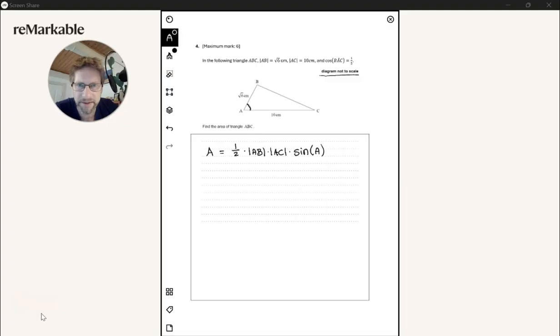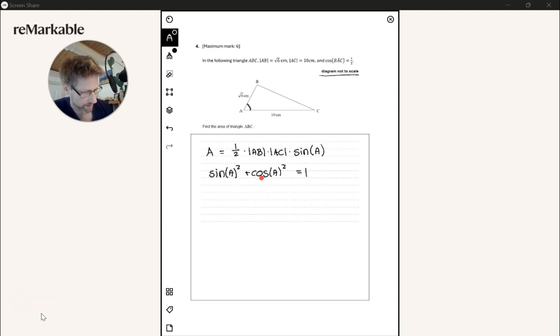And that's a little bit annoying because we have the cosine of the angle between them. But then when you think about that, I have the cosine, I need the sine. You should instantly remember that the sine and the cosine for an angle, they're related, because we know that the sine of A squared plus the cosine of A squared always equals 1.